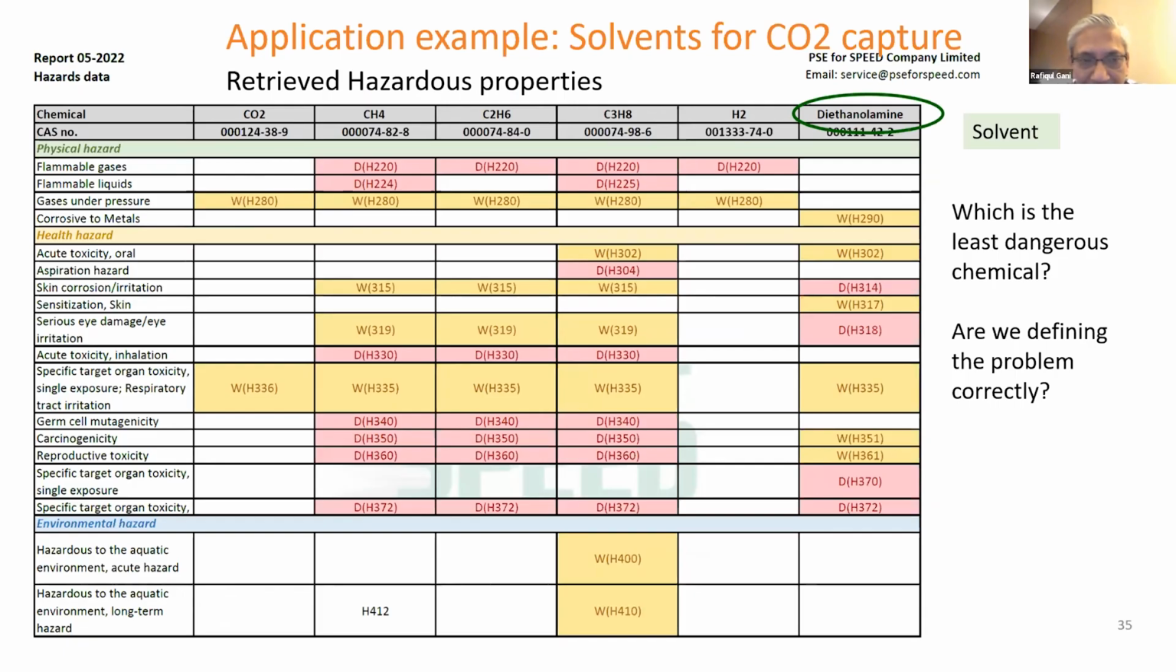CO2 on the left has only 2 warnings, that it is a high pressure, the gas is used under high pressure. But if we look at methane, ethane, propane, they have much more danger. So we have to be sure that when we are capturing CO2, there is no leakage of methane, ethane, hydrogen. When we are operating this process, we have to make sure that the human is not affected by the solvent.